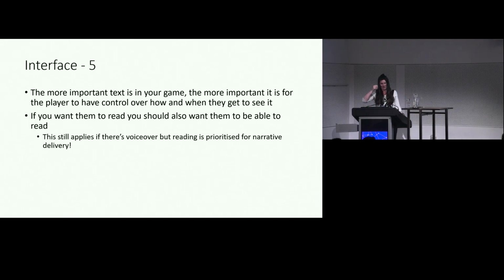Just honing in on text itself, the more important that text is in your game, the more important it is that players have control over how and when they get to see it. If you want them to read, you should also want them to be able to read. This still applies if you're using voiceover, because reading is a priority for narrative delivery. If you've got a game where people speaking is voiced, but you have narration or choices that are not voiced, people are still going to have to stop and look at those, and that's going to impact how fast they do things.